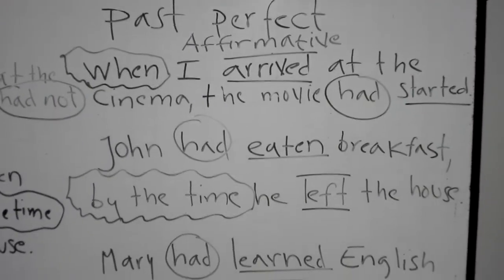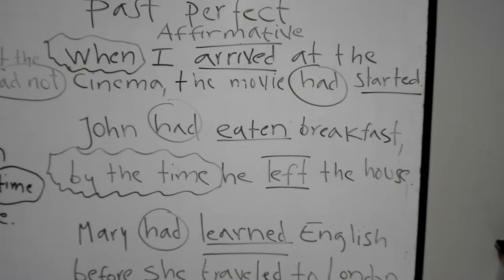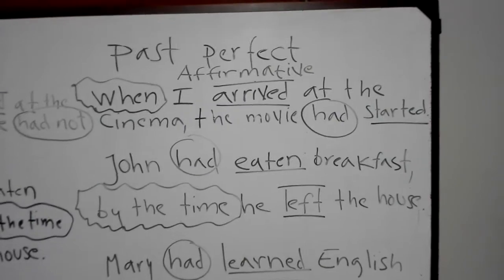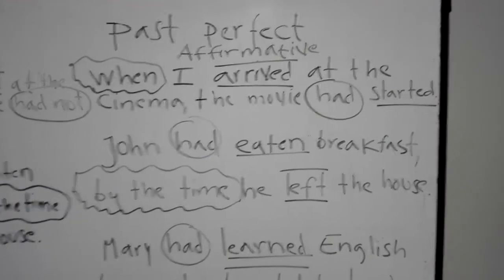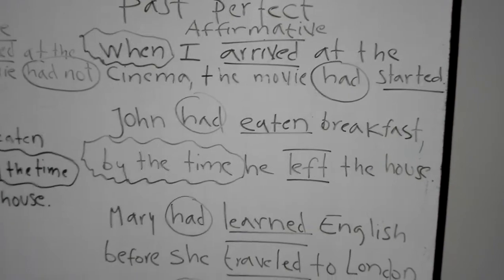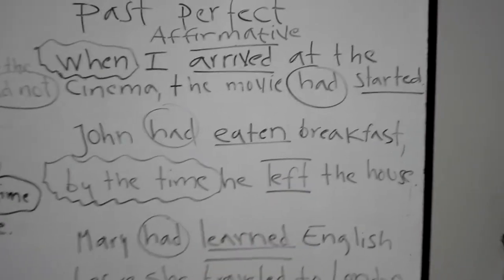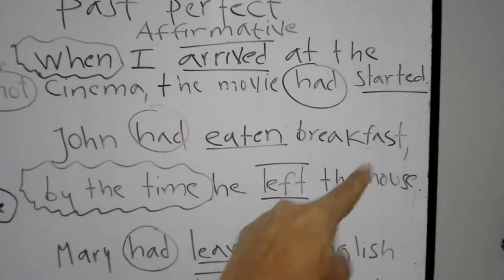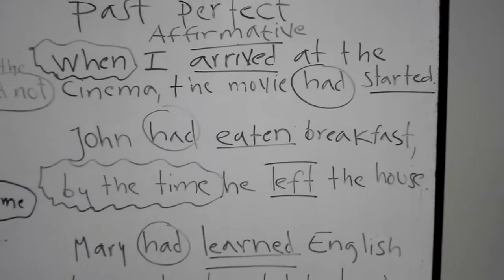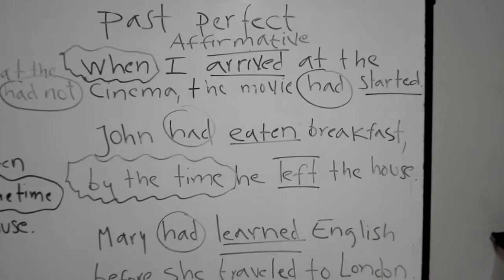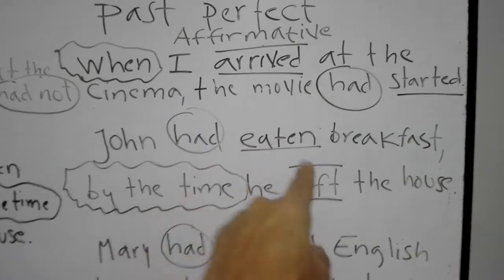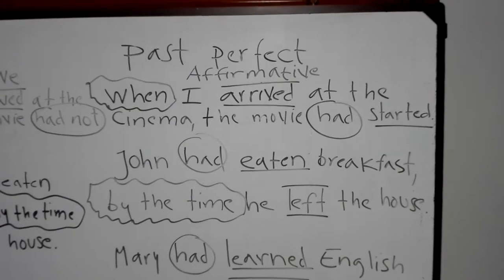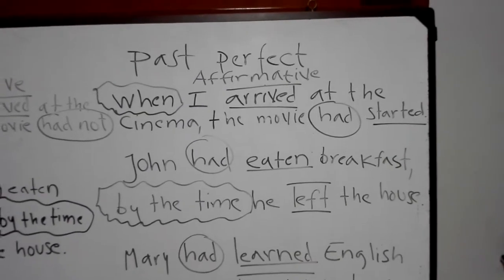Okay? So now let's see another example. John had eaten breakfast. You see, just the same. John had eaten breakfast. Okay? But again, something is missing here. We need to complete this idea. So, I combine this with past simple and I say, by the time he left the house. John had eaten breakfast by the time he left the house. So, again, we are combining past perfect with past simple, okay? This is something that we call completed action before something in the past.